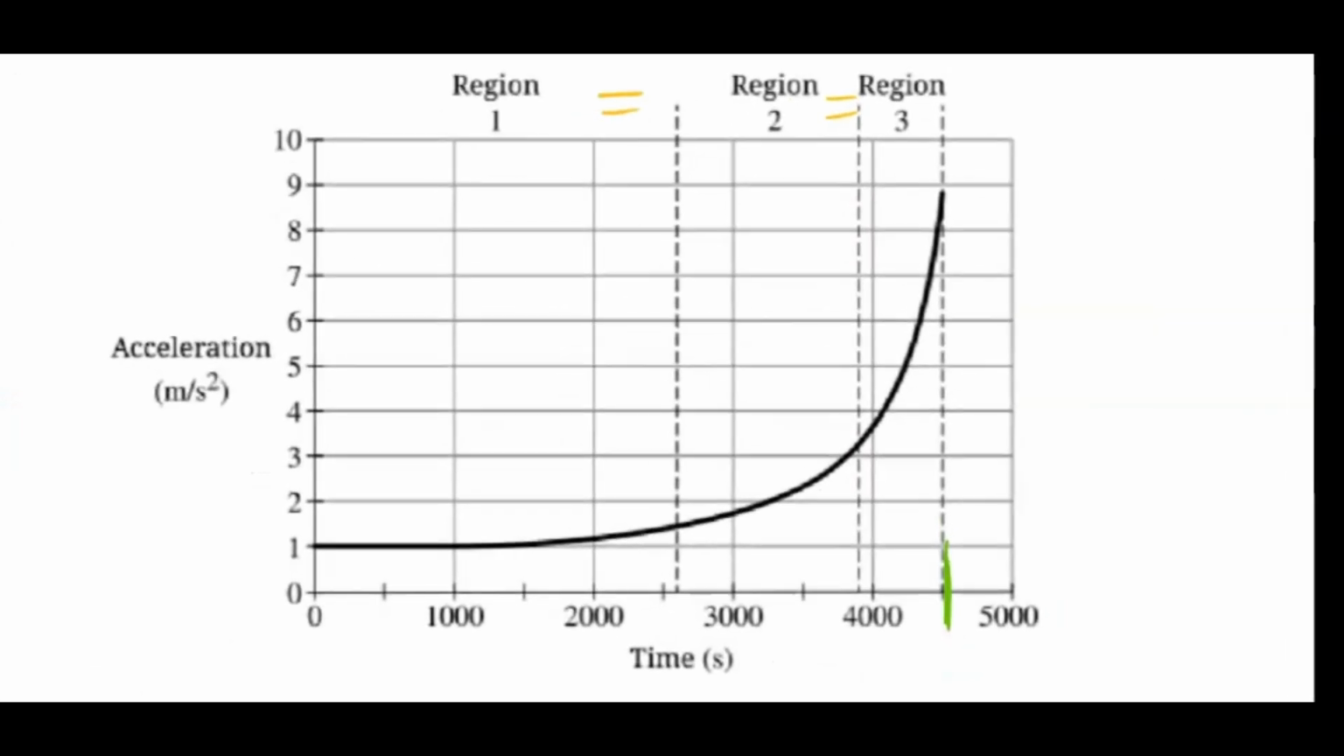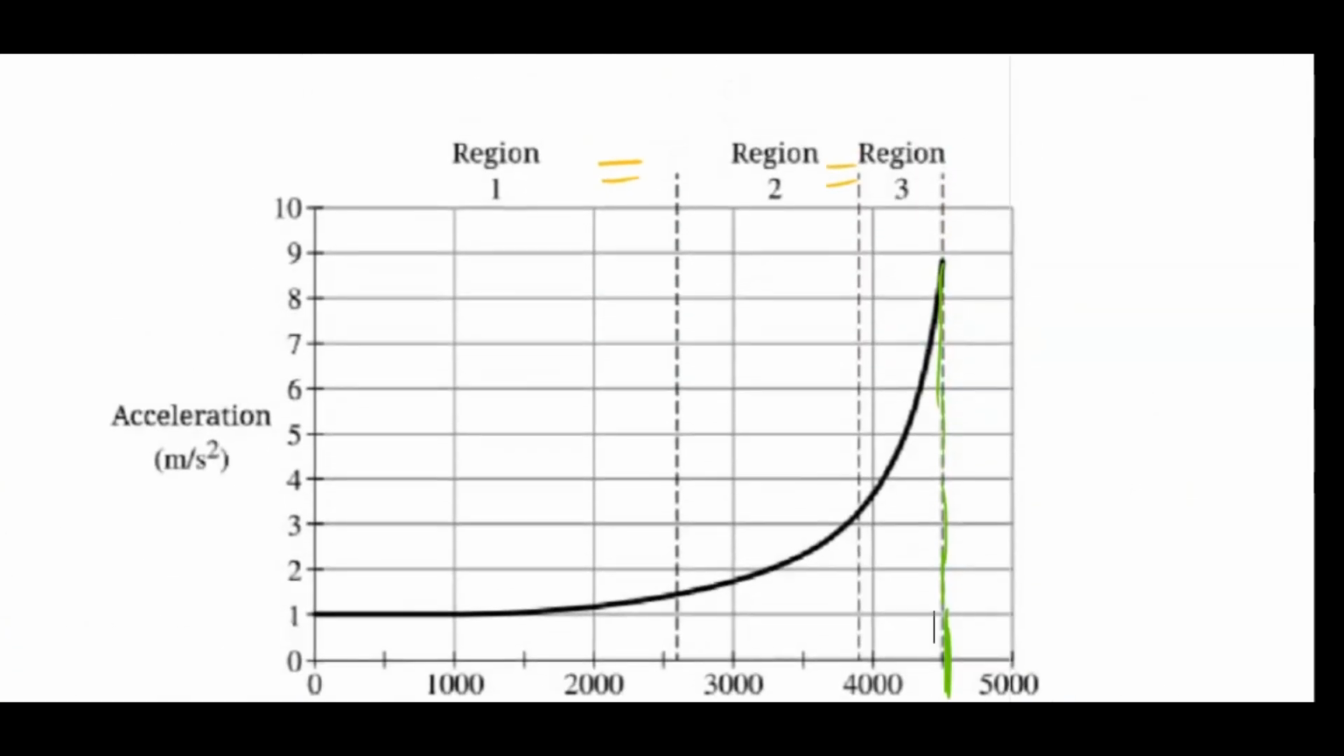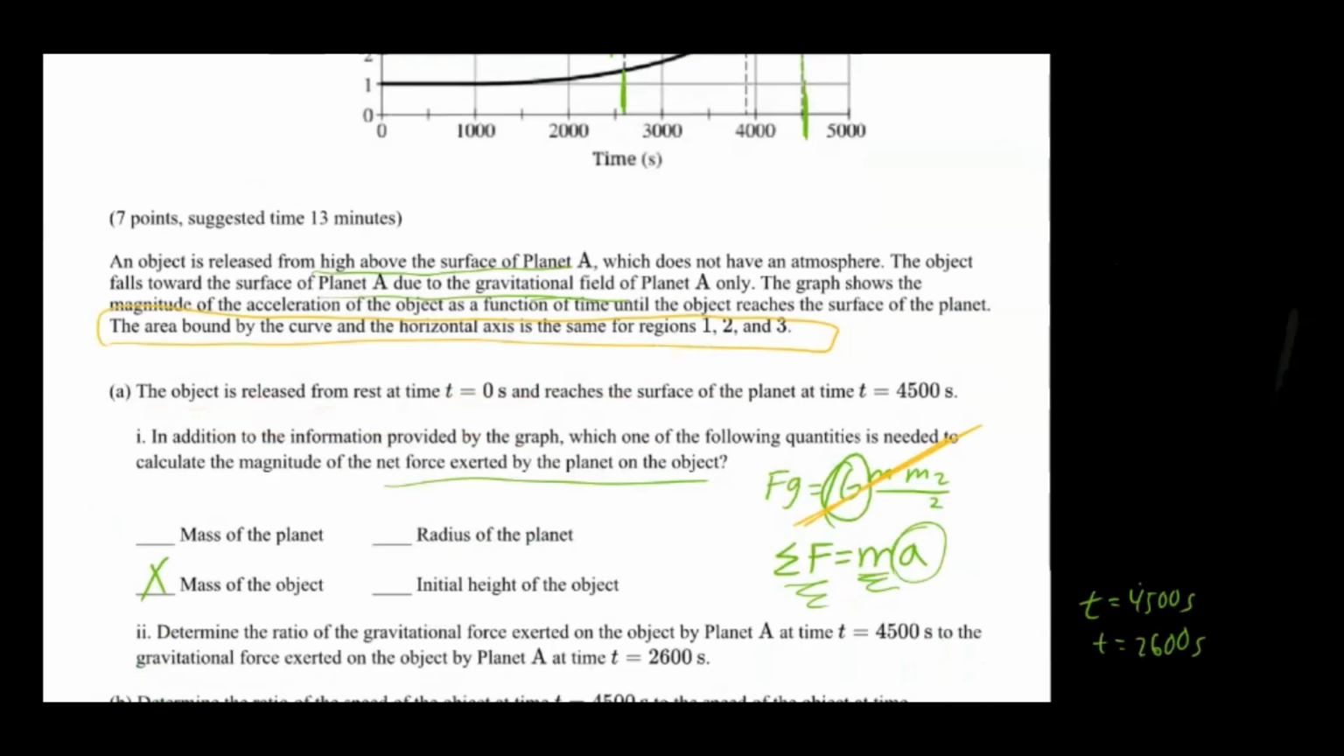So here we can see that at region 3, at the end, 4,500, yep, 4,500 seconds is going to be right about here. And I would estimate that to be on the higher end, I just drew that line kind of badly. I'll say that's around 8.8. We're just marking that up to the acceleration. And then at 2,600, when it reaches the curve, that looks about 1.5 to me, 1.5 meters per second.